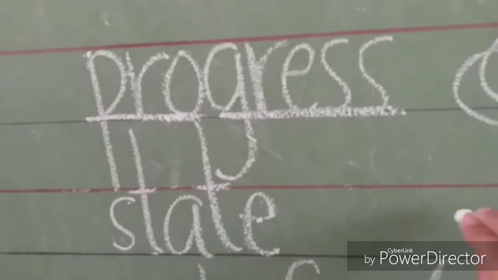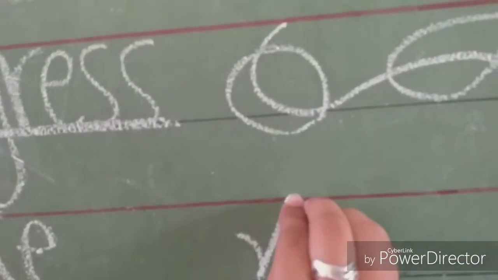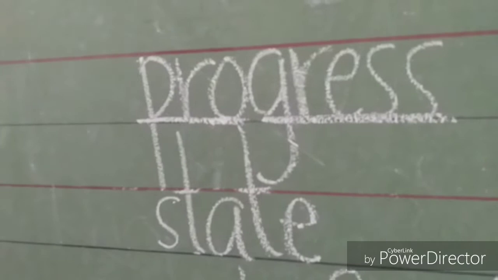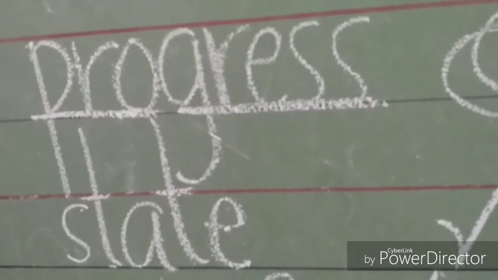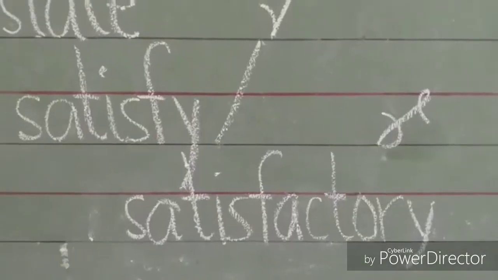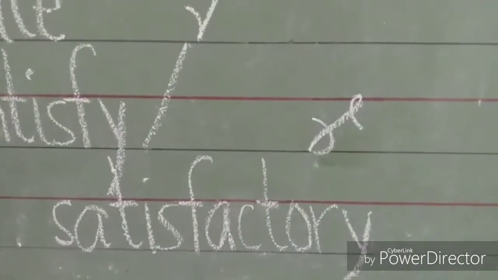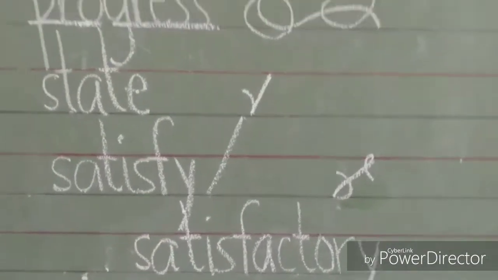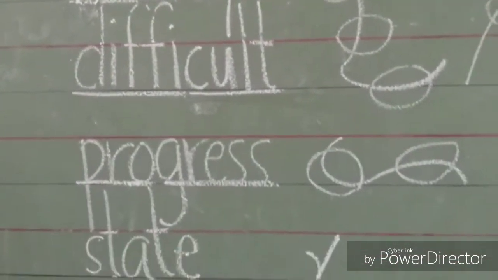Next word is state. Now we can see here that the stroke of state is similar to the street. The word state is represented by the stroke of S and T. The words satisfy and satisfactory is only represented by the first 2 words. Now let's have an overview. These are the following strokes that represents the following words.